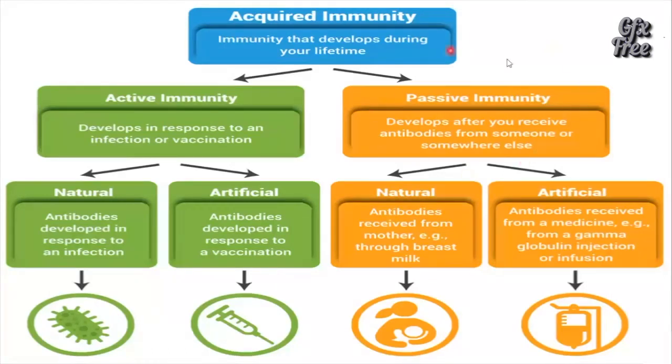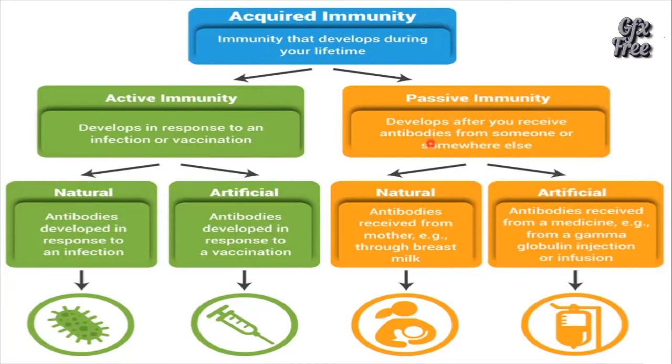Next is passive immunity. Passive immunity can be natural as well as artificial. Naturally, how do you get passive immunity? That is directly from the mother through breast milk. We get antibodies from our mother through breast milk, that is natural passive immunity. And what is artificial passive immunity? That is through antibodies received from medicines like gamma globulin injection or infusion. So active immunity is through infection or vaccination, and passive immunity is what we receive from someone or somewhere else.